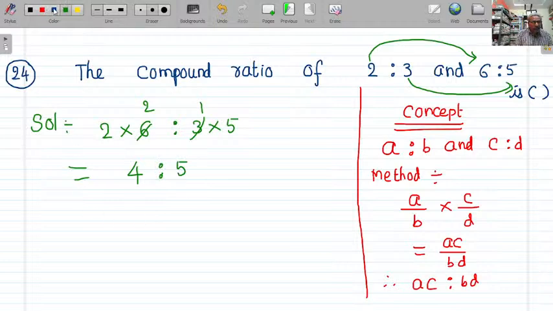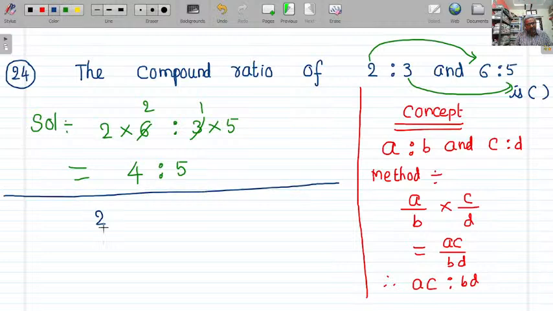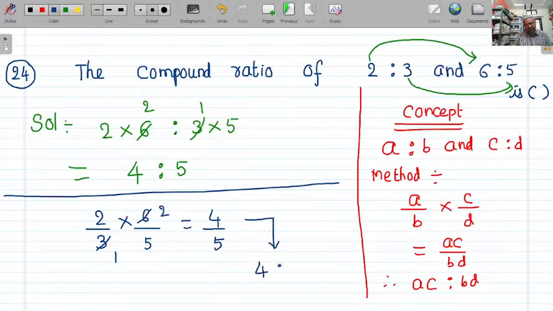Otherwise, you can do one more method also. 2 by 3 multiplied with 6 by 5. It's very easy, I think. 3 1s are 3, 3 2s are 6. This is 4 by 5. So this can be written in ratio form: A by B is A is to B. So 4 is to 5. This is also one of the methods you can adopt. Yes, 4 is to 5. Mahesh. Pujita.